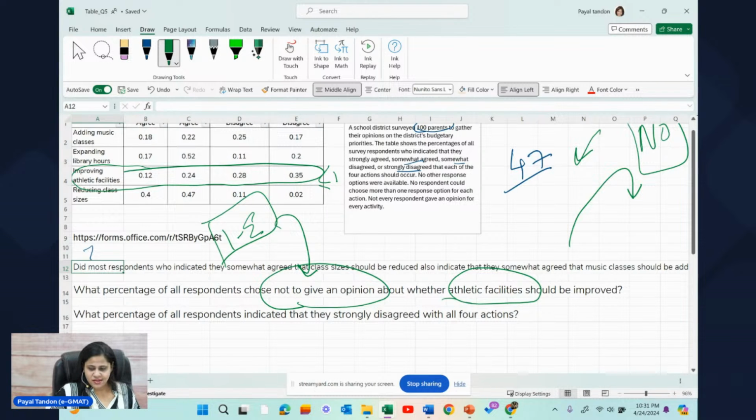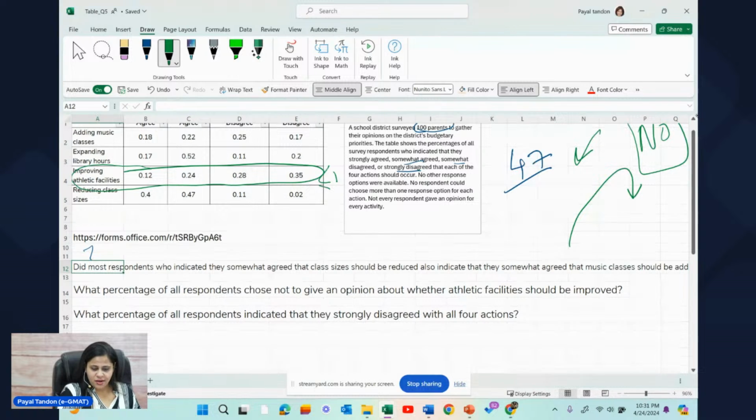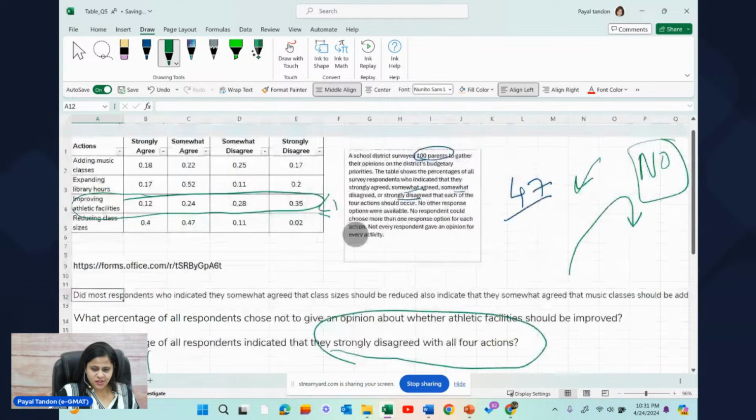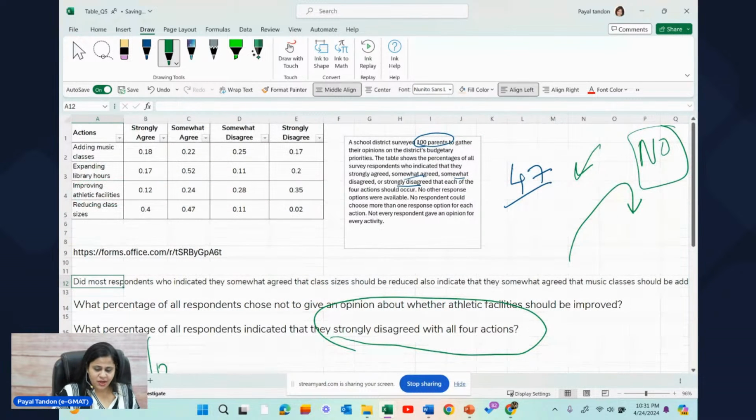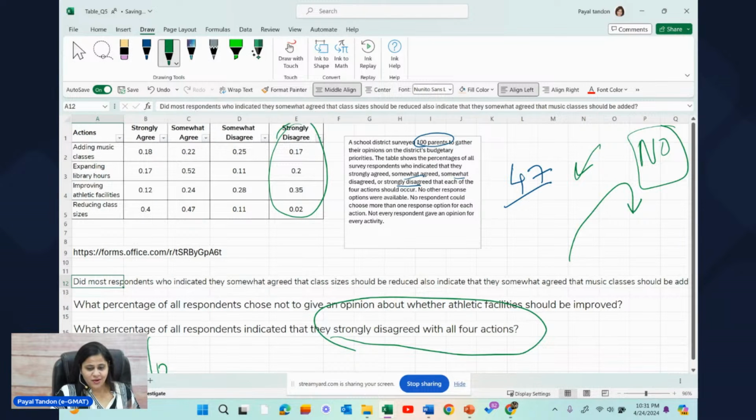So the answer is can be determined. Okay, now let's take a look at the last one over here. What percentage of all respondents indicated that they strongly disagreed with all 4 actions? Now here, when you think about it, strongly disagree over here, what percentage of all respondents? Now here, because there is an overlap, I cannot really figure out what that percentage is.